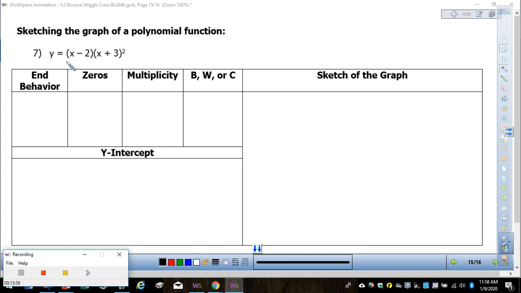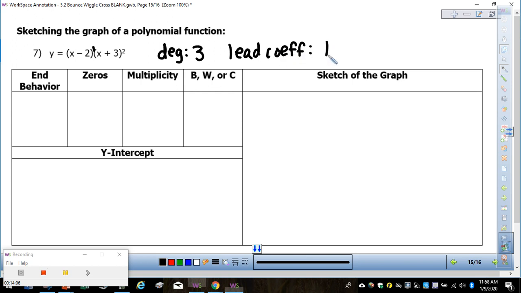Okay, so going in order of what it's asking us for here, let's start by thinking about the end behavior. This one is in factored form. It has parentheses. So to get the degree, we're going to add the exponents that are attached to each factor. 1 plus 2 gives us a degree of 3. The leading coefficient is the number out in front of the first factor. In this case, it's an invisible positive 1. So positive leading coefficient, odd degree, the end behavior is going to be down up.